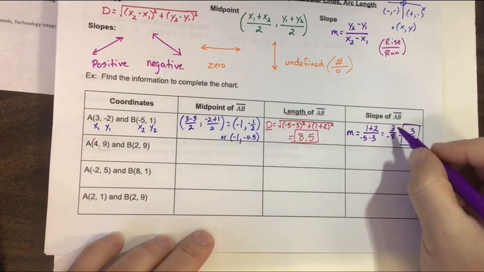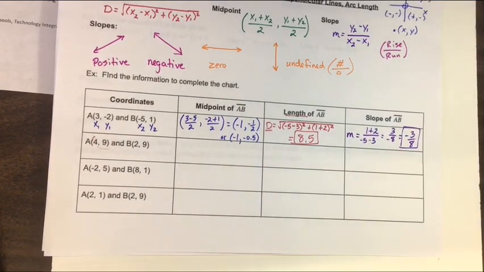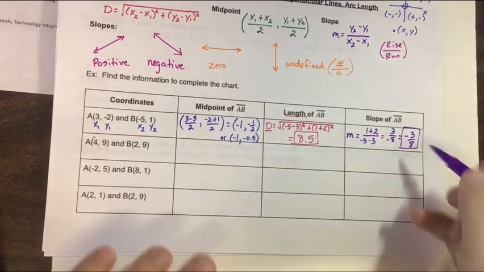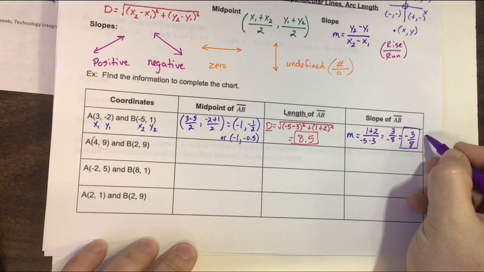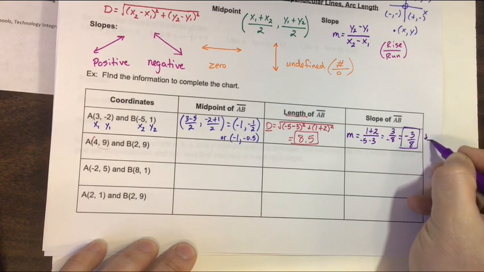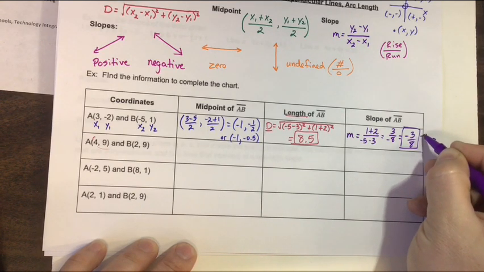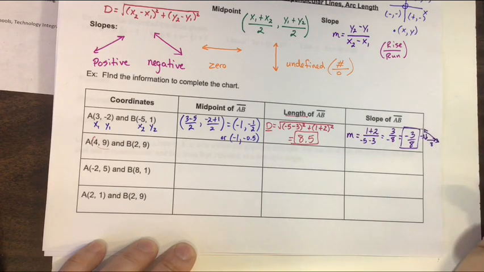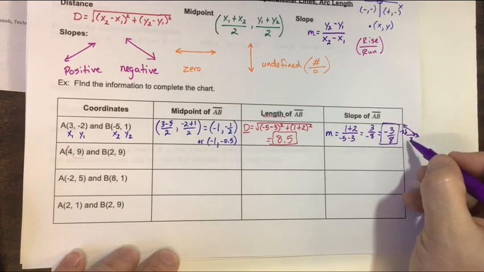We don't write it as a decimal, we don't divide it out, we write it as our fraction, as our slope, rise over run. This would have a negative slope because it means I would go down 3 to the right 8 if I were to graph it. Okay. If you can't see that, that's okay.